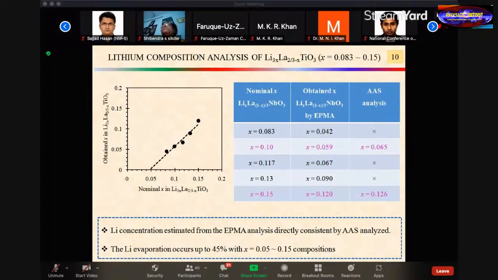During the crystal growth, an important factor is that when you use the lithium composition, the lithium evaporates. So we measured the lithium composition, and we found that almost half of the lithium was evaporated during the crystal growth, because during the crystal growth the high temperature is used, and 45% to 50% lithium composition evaporation was observed by SEM and EDS analysis and EPMA analysis. You can see we also did AAS absorption analysis, and we found almost the same result.